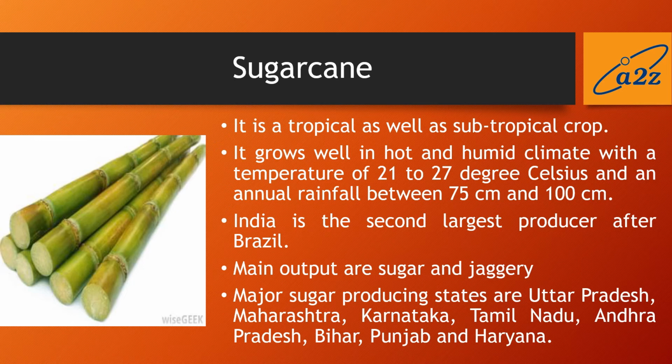Major sugar producing states are Uttar Pradesh, Maharashtra, Karnataka, Tamil Nadu, Andhra Pradesh, Bihar, Punjab and Haryana.